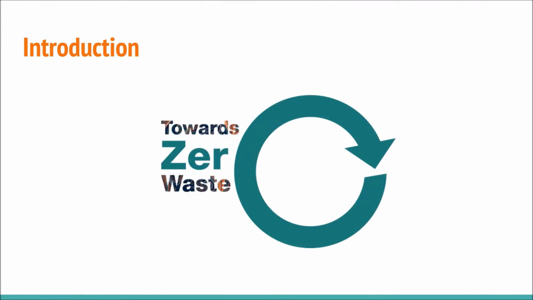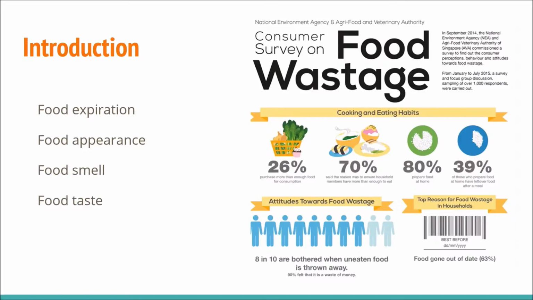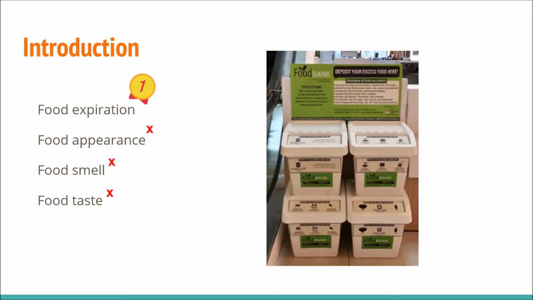Focusing on food wastage, Singapore came up with the initiative of Towards Zero Waste, which encouraged people to order only what they can finish and request for less rice or noodles if they are unable to eat that much, for example. However, according to a survey from NEA, there are more factors contributing towards the waste of food. Take for instance, food expiration, food appearance, food smell, and food taste. Among these 4 factors, the top reason is food expiration. Therefore, food ban was introduced to handle this issue. However, the remaining 3 factors are still causing food wastage to occur.